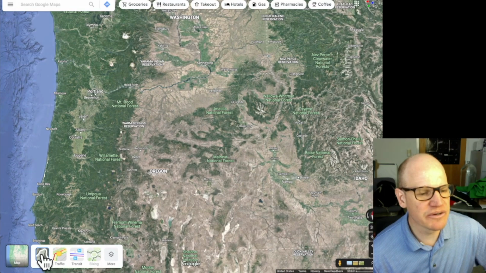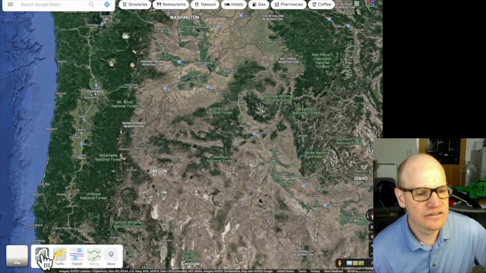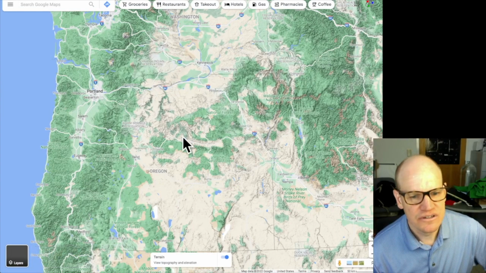This was supposed to be the terrain map. Why did it go back? Come on, terrain. There we go.